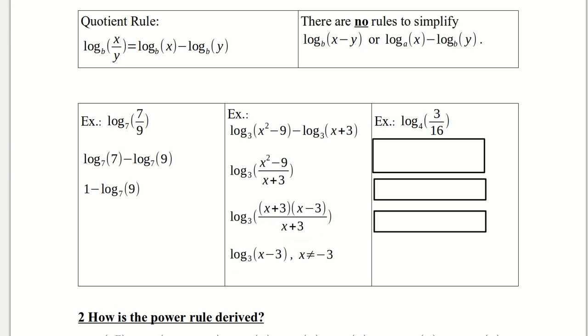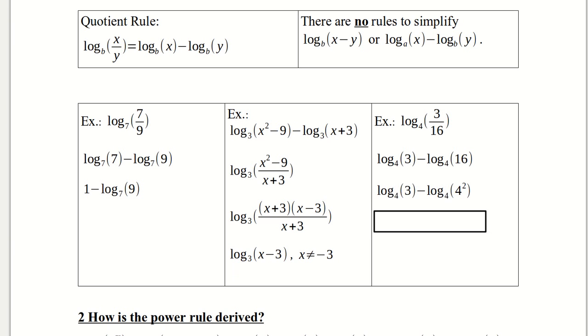Our next example, the log base 4 of 3/16. We're going from left to right. We're going to make the quotient inside the log into a difference outside the log. So we rewrite it using the rule. Now we notice that 16 is 4 squared. So we rewrite it in that way. And we see that the log base 4 of 4 squared, well, the log is the exponent. The base is 4. So the log base 4 of 4 squared must be 2.